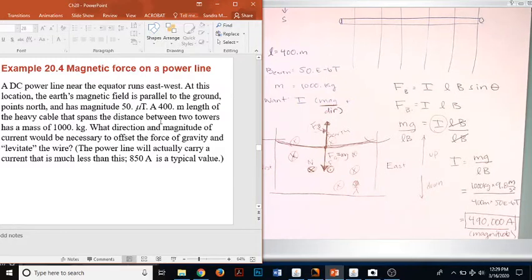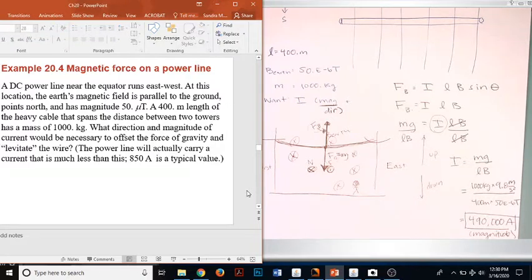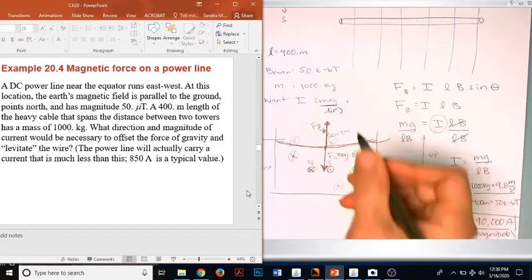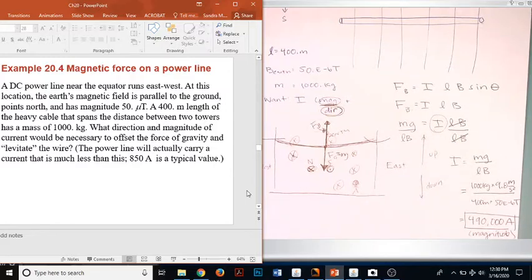And as you can see, this 490,000 amps is way smaller than a typical value. So the problem says that a typical value is about 850 amps, which makes sense. We don't typically see power lines levitating, so that's not a surprise. Now we've got the magnitude, now we need to figure out the direction. So let's figure out the direction.